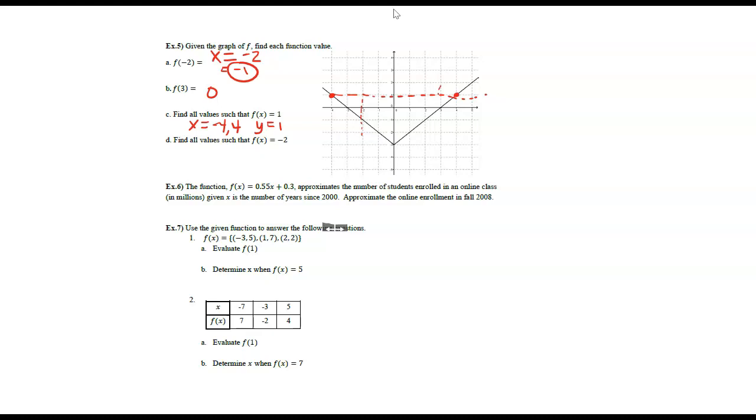And then similarly with -2, when we're at -2, it looks like our two values will have one right here and one right here, so -1 and 1.